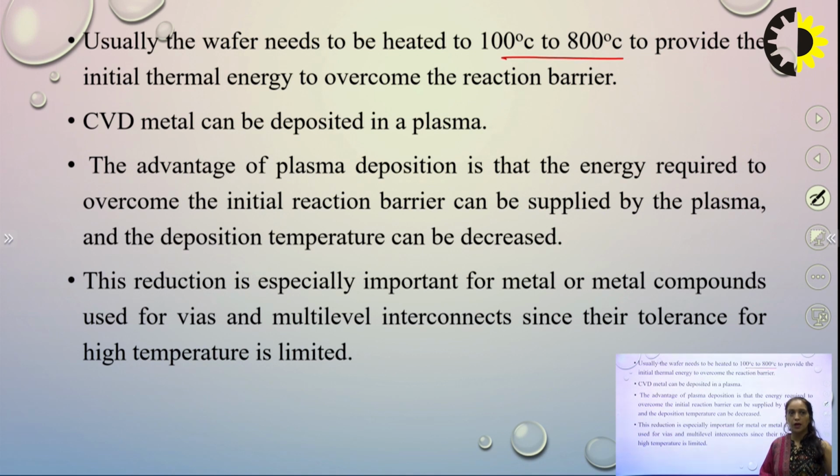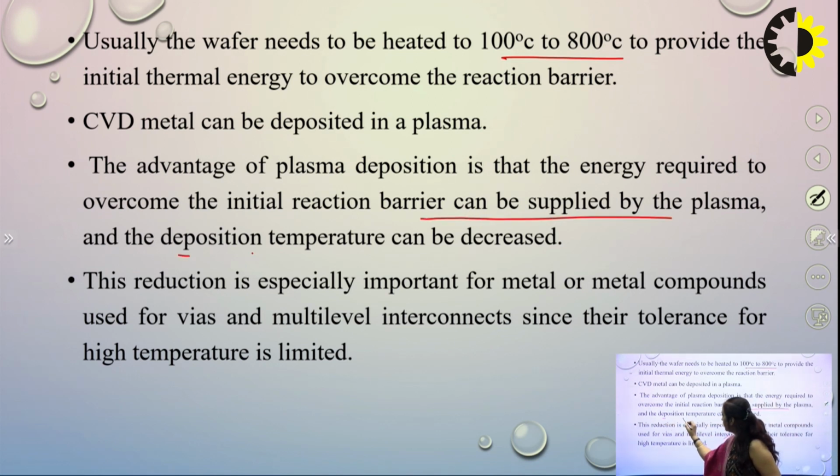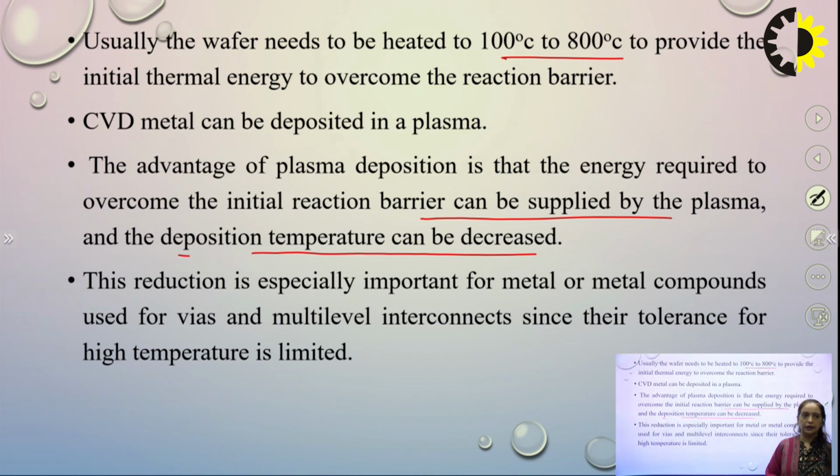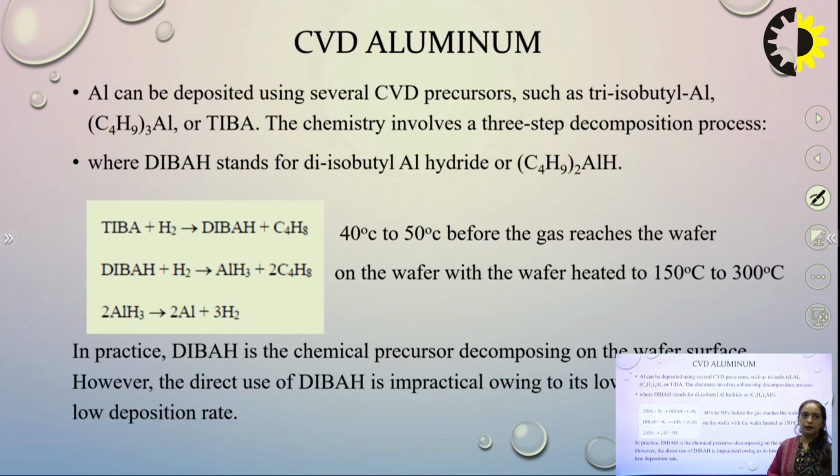The advantage of plasma deposition is that the energy required to overcome the initial reaction barrier can be supplied by the plasma, and the deposition temperature can be decreased. This reduction is especially important for the metal or metal compounds which are used for wires and multi-level interconnections, since their tolerance for high temperature is limited.